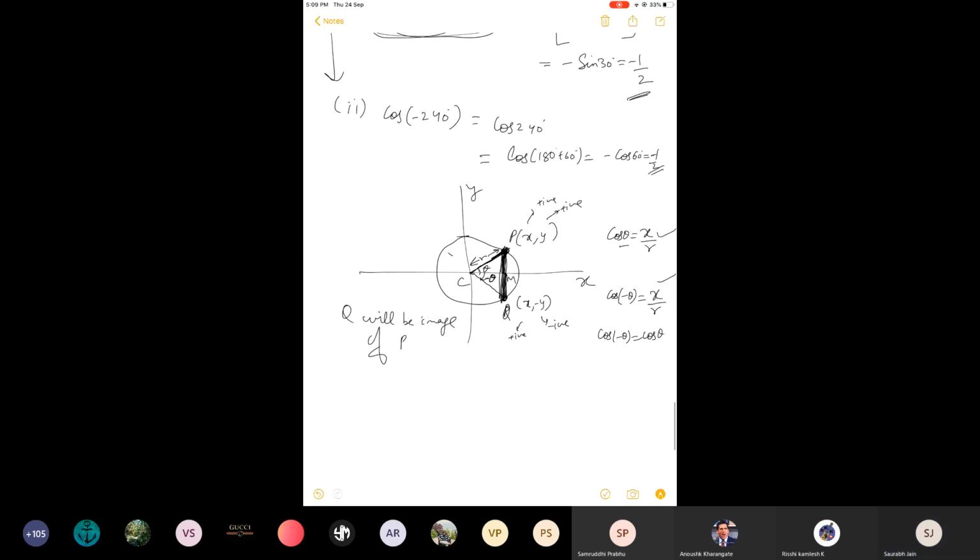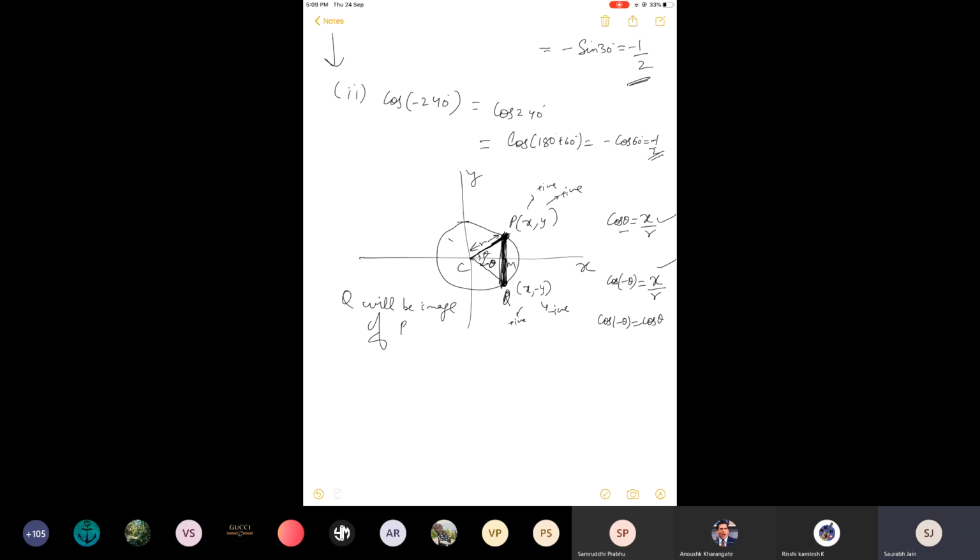Let me explain another result with this definition only. Now suppose, please help me to write sine theta. Come back again to angle theta and triangle PCM. Tell me, what will be sine theta? New definition: y by r. Remember, y coordinate upon the radius of the circle.